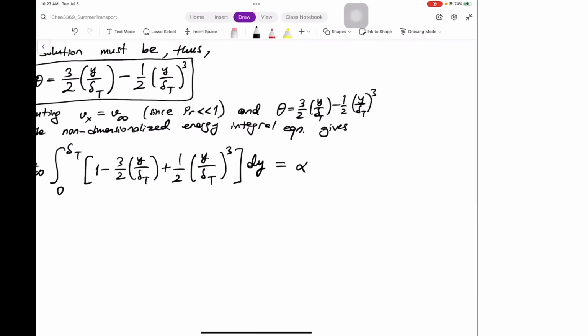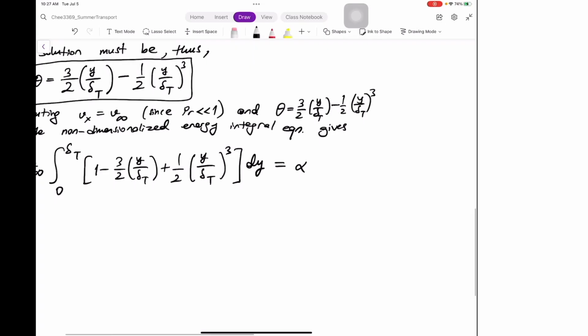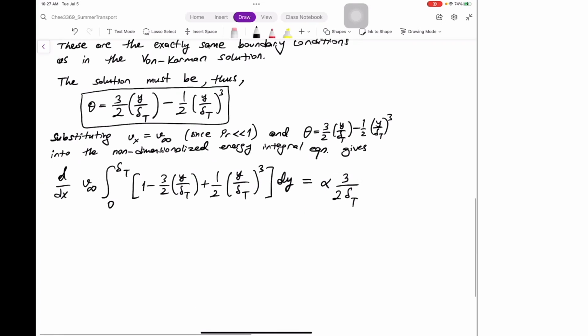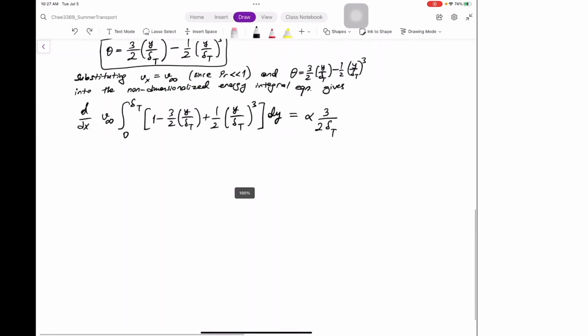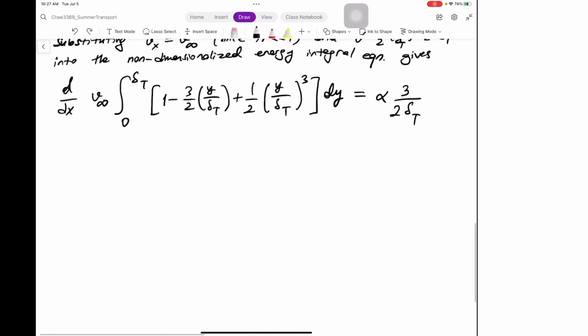So that's going to be 3 over 2 delta t, because if you take the derivative of the other part, you get some y terms, which give you 0 at y equal to 0. So that's the equation we get.